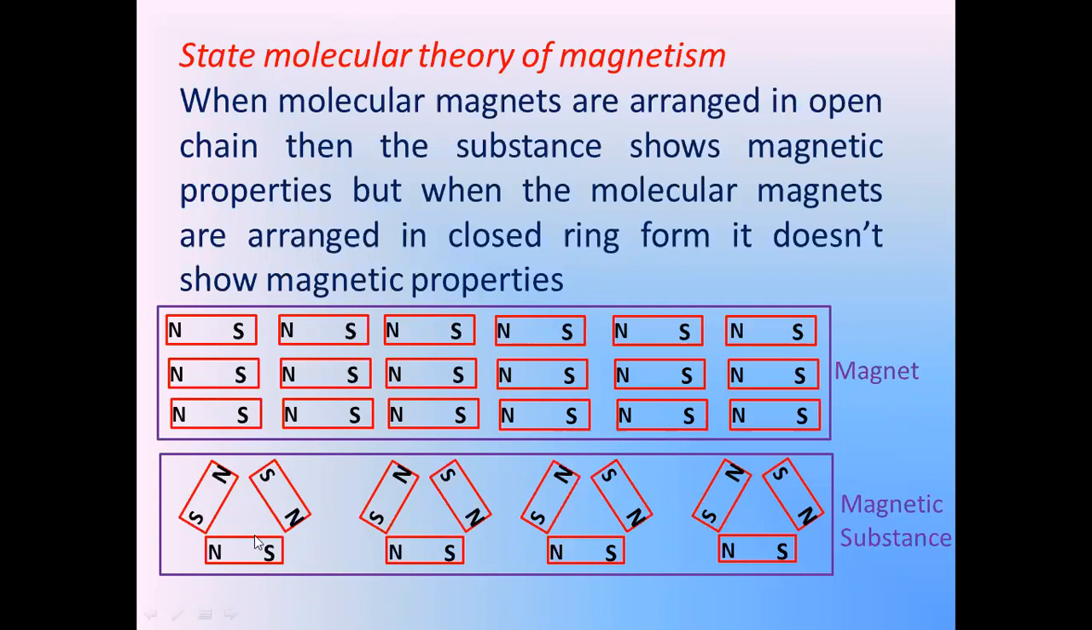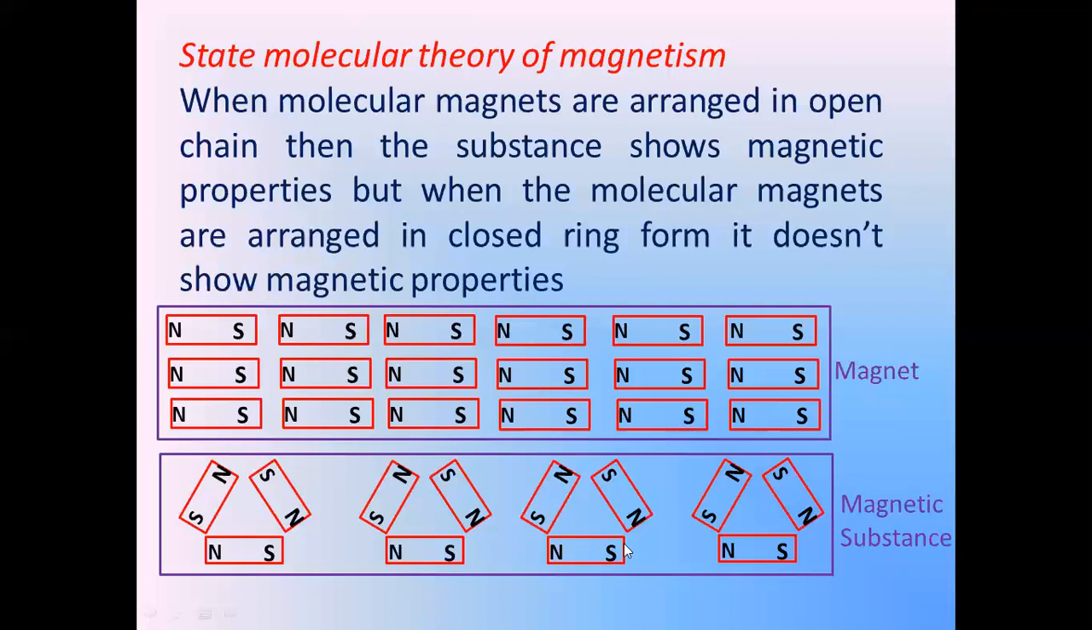You can see this is one ring, this is the other ring, this is the third ring, this is the fourth ring. That means when the molecular magnets are arranged in ring form like this, then that substance will not be a magnet. We can't call it a magnet because it doesn't have the properties of a magnet. It is simply a magnetic substance. Ring form is just a magnetic substance, not a magnet. But if it is an open chain, that is a magnet.